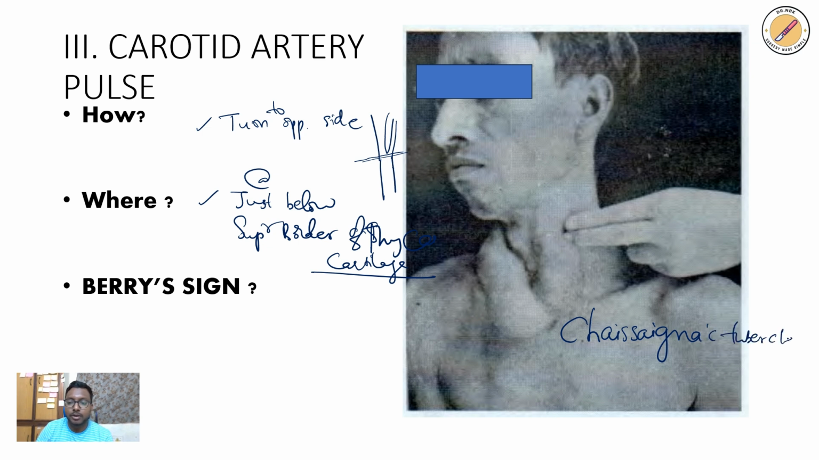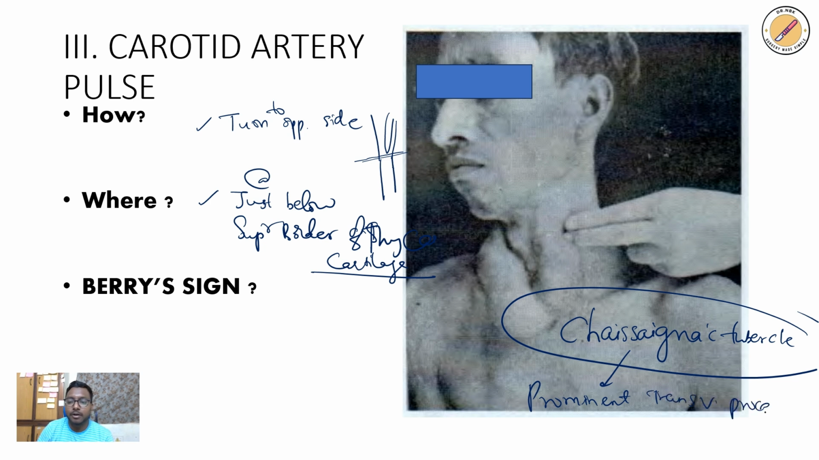Chassaignac's tubercle. What do you mean by this Chassaignac's tubercle? It is nothing but the prominent transverse process of the C6 cervical vertebra. That is called Chassaignac's tubercle. So you will be pressing this artery against this bony landmark so that you can appreciate the pulse. Okay. So these are the precautions you should check.